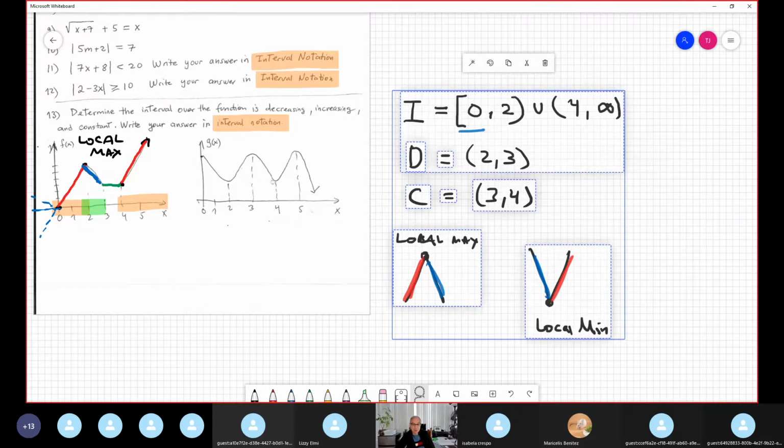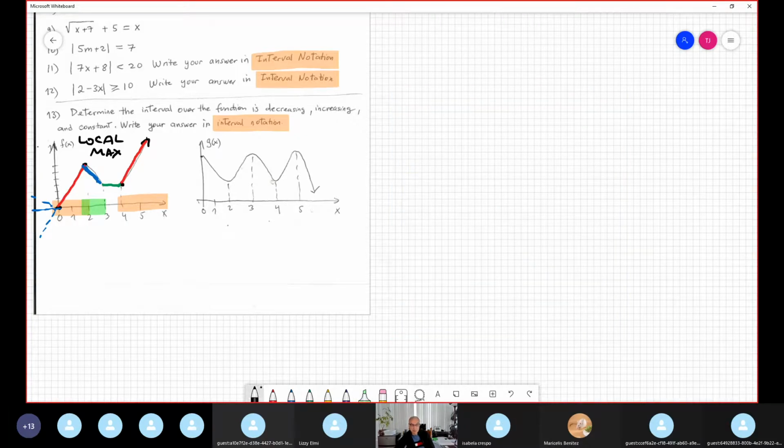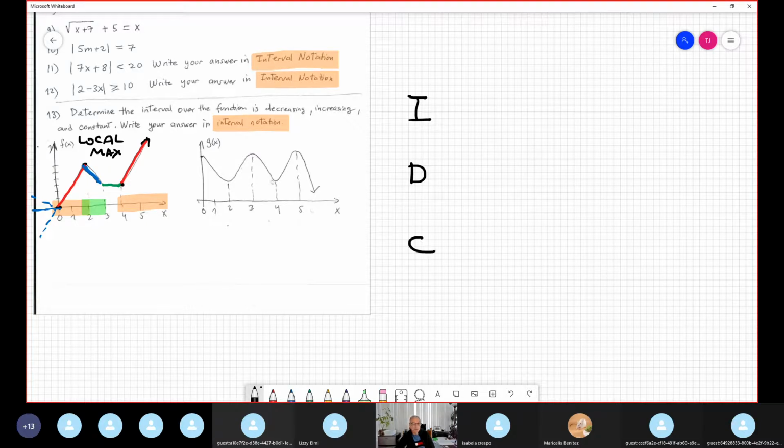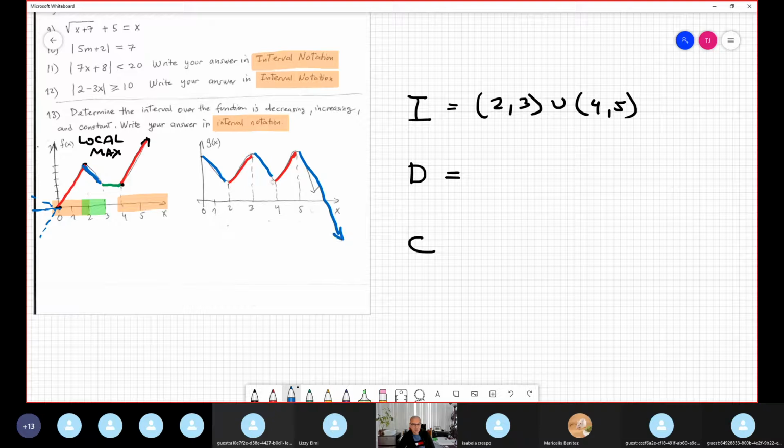And this is similar. For example, you write I for increasing, D for decreasing, C for constant. So I can see it's increasing here and here, right? So increasing is in the interval 2 to 3, union 4 to 5. Decreasing is here, here, and here. By the way, it continues forever.